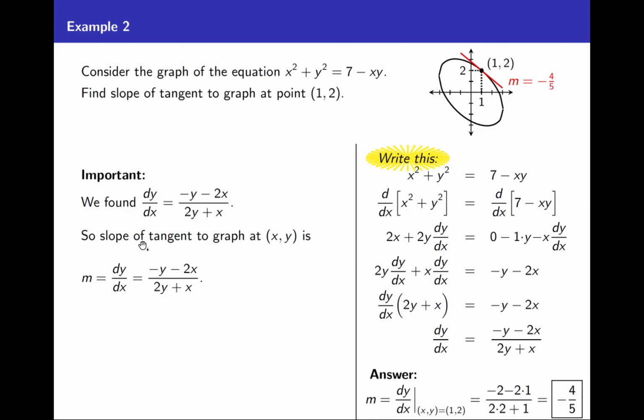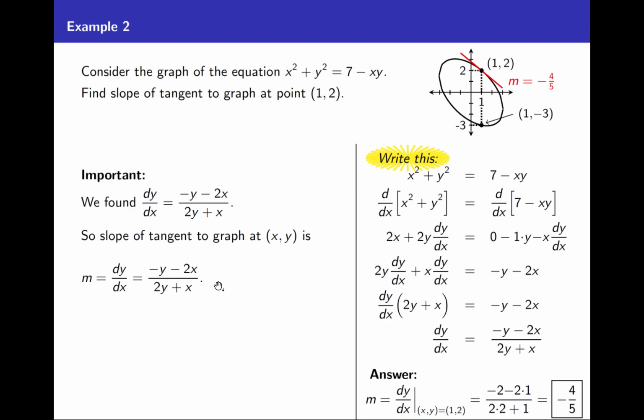That means the slope of the tangent line to the graph at any point xy on this graph is given by this derivative. The slope of the tangent line at xy is minus y minus 2x over 2y plus x. So for instance, if you look at this equation, you will see that another point on its graph is the point 1 minus 3 that happens right there. If you substitute x equals 1 and y equals minus 3, you get 1 squared plus minus 3 squared, that's 10, equals 7 times negative 1 times minus 3, and that's a 10 on the other side. So this point, 1 minus 3, satisfies the equation, so it's on the graph.